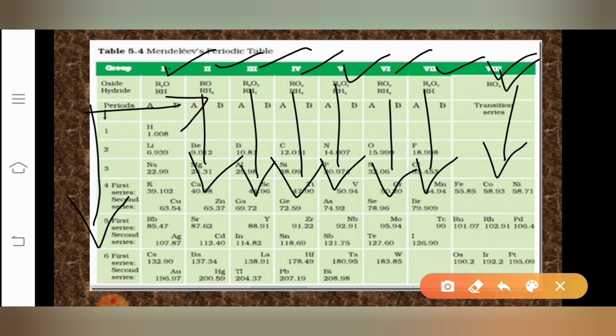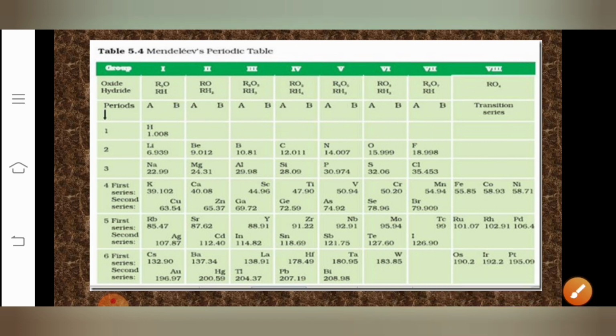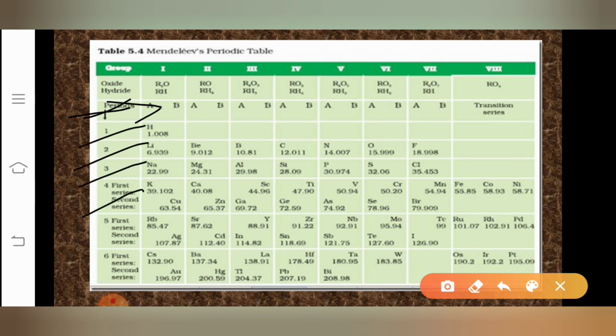And he also called his horizontal rows periods. Which are the horizontal rows? So these are the horizontal rows. Then how many rows are there? How many periods are there? There are totally 6 periods. Period 1, period 2, period 3, 4, period 5, period 6. There are totally 6 periods and 8 groups in Mendeleev's periodic table. Correct? And he called the horizontal rows periods and the vertical columns groups. So you should remember this.